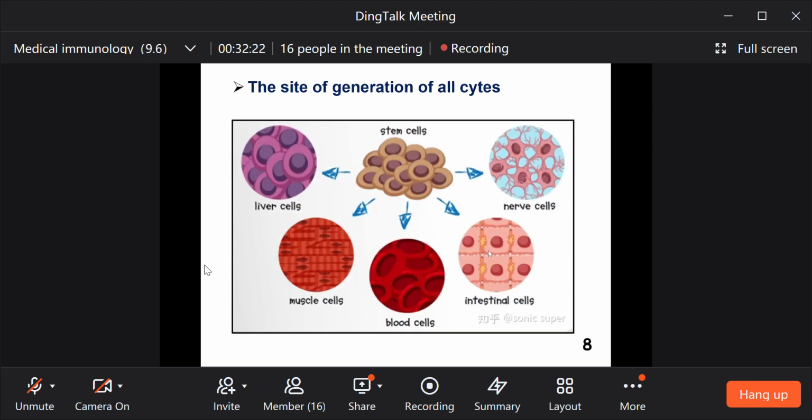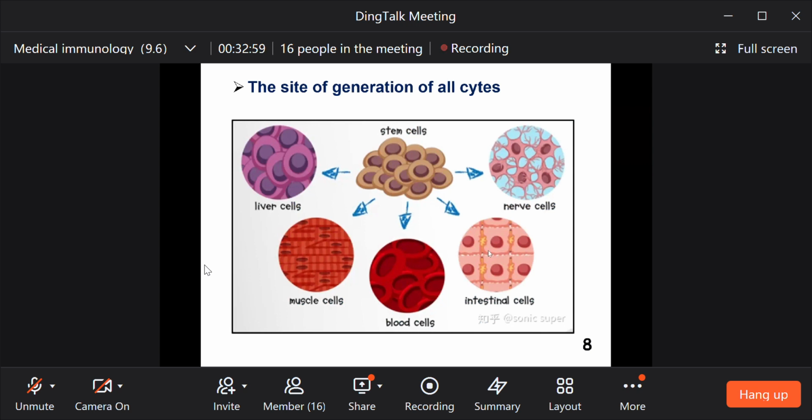We will see it one by one. The site of the generation of all cytes. As we all know, the cells in the body come from the stem cells, and the stem cells are produced by the bone marrow, and then the stem cells differentiate into other kinds of cells, such as liver cells, muscle cells, blood cells, and others.